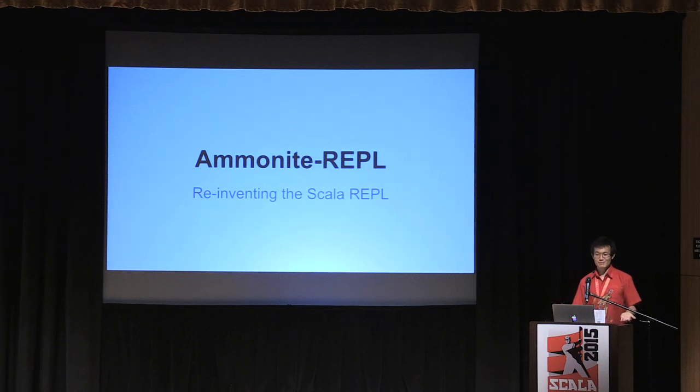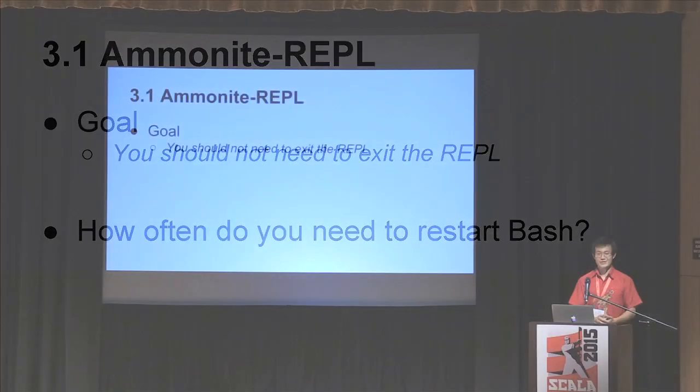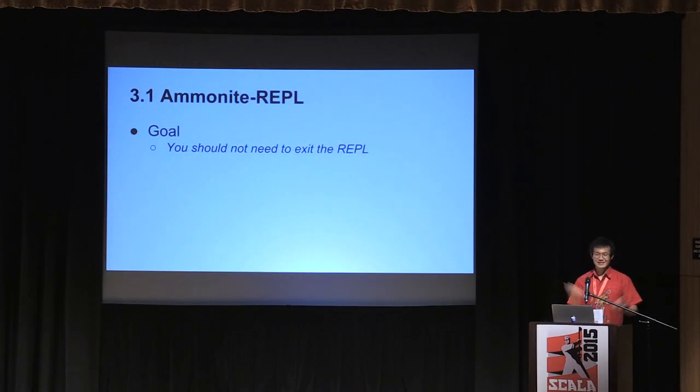Writing a REPL is much easier than writing any of these websites. You don't need to futz with HTML and web servers. You just have the compiler and feed code into it. So Ammonite-REPL is an attempt to do that. As a goal, you should not need to quit your Scala REPL to open Vim. You should not need to quit it because you need to update your dependencies. You should not need to quit it because you borked the REPL by doing something weird.